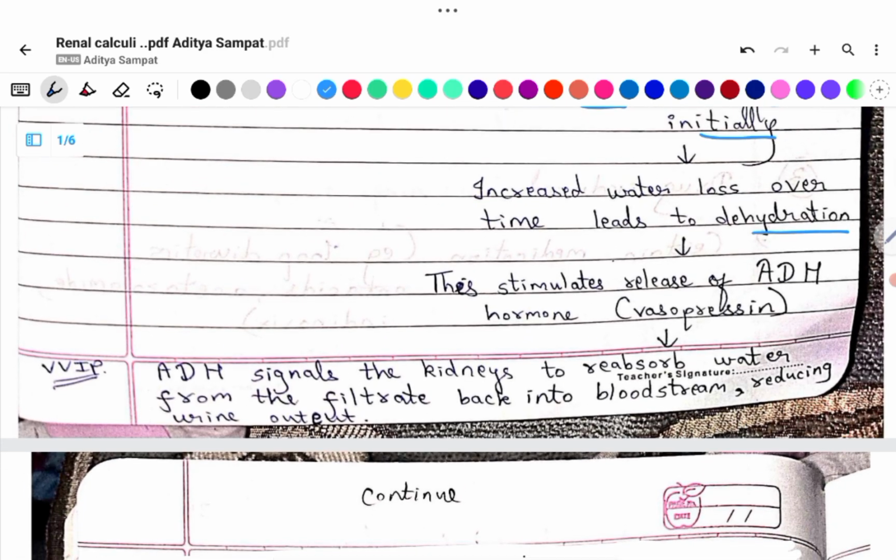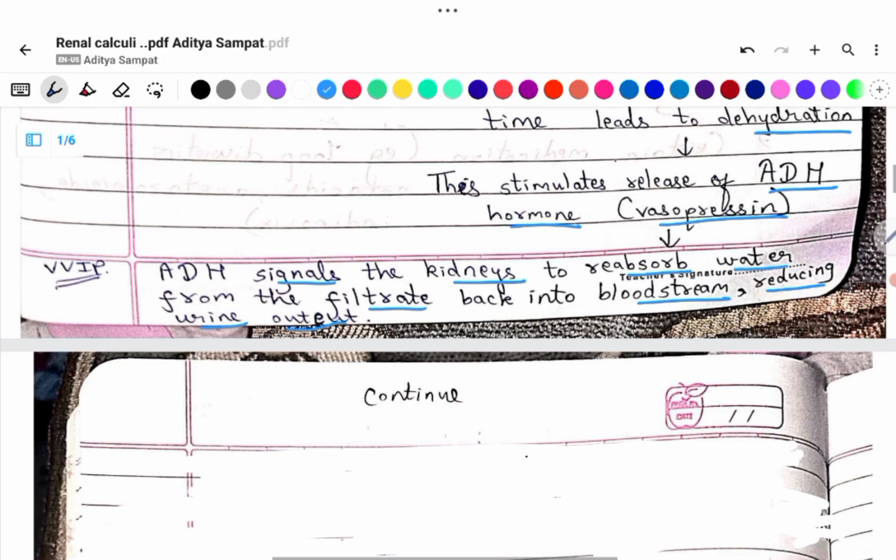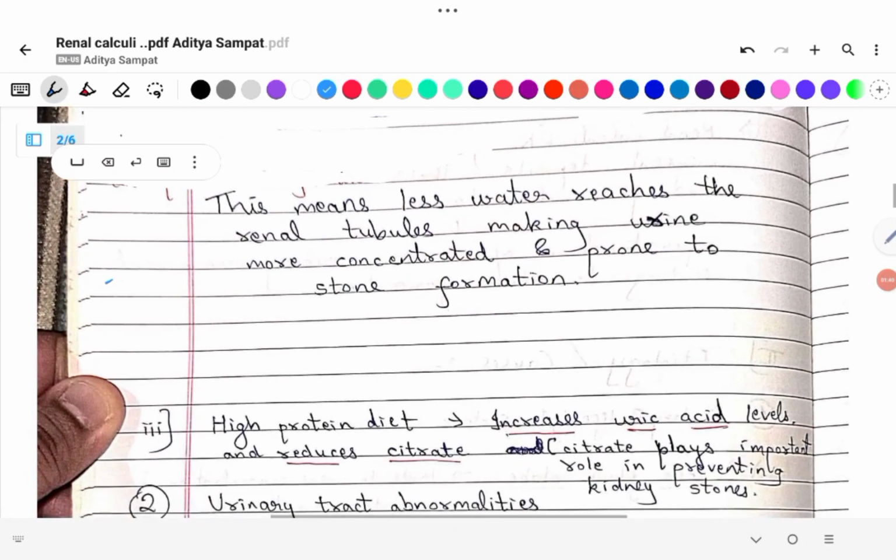This stimulates the release of ADH hormone, vasopressin. ADH signals the kidneys to reabsorb water from the filtrate back into the bloodstream, reducing the urine output. This means less water reaches the renal tubules, making urine more concentrated and prone to stone formation.